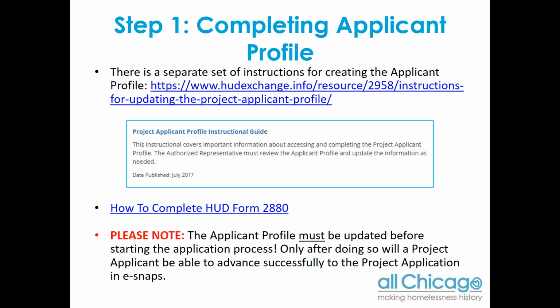We did want to make a note that if for some reason obtaining this new project would make you make changes to the HUD Form 2880 for your renewal project applications, you can go ahead and update the applicant profile during this time, and we'll make sure that that's recorded on our end for your renewal projects as well. And then just please note that the applicant profile must be updated before starting the application process, and so only after you do this step, you'll be able to successfully start the project application in eSnaps.